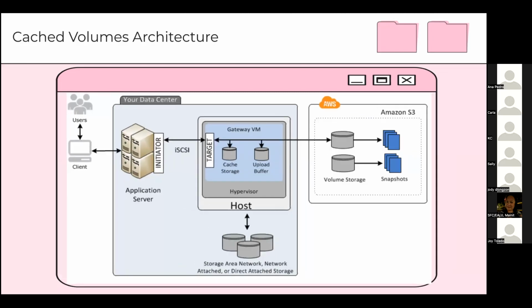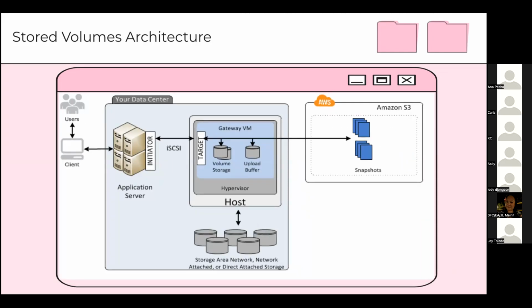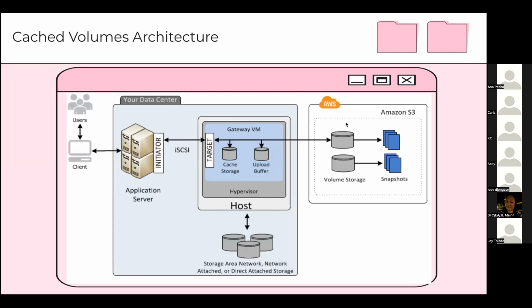And the main difference here, if you notice, in the cached volume versus the stored volume, is basically the storage distribution. So basically in this case, with cached, that means only the most frequent items that are needed on premise are stored on the on-premise gateway.